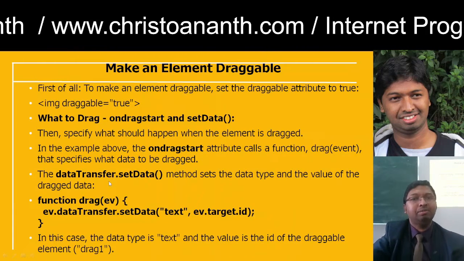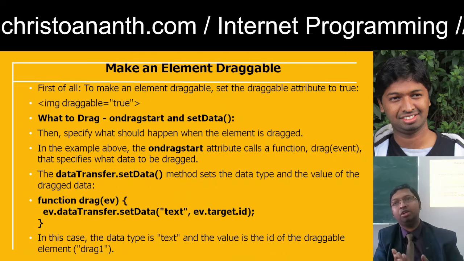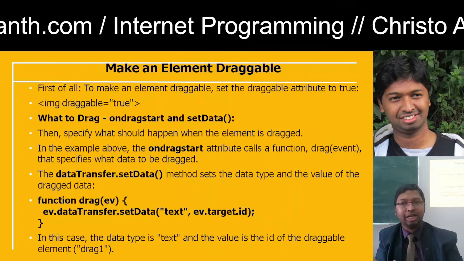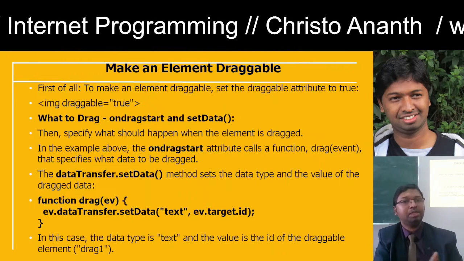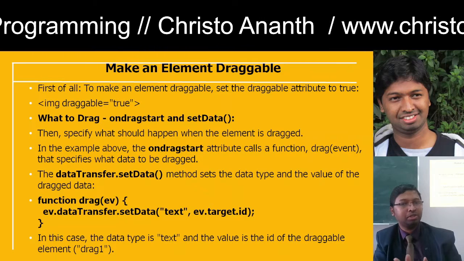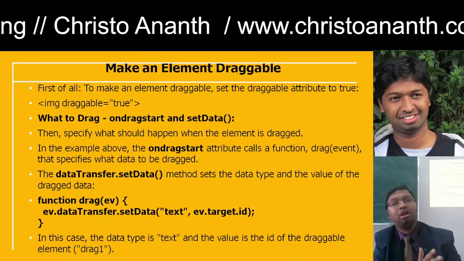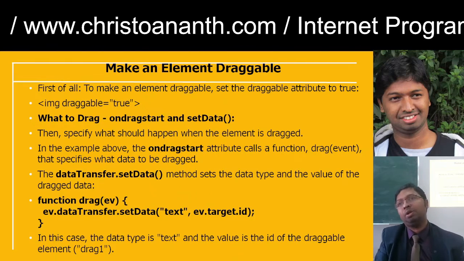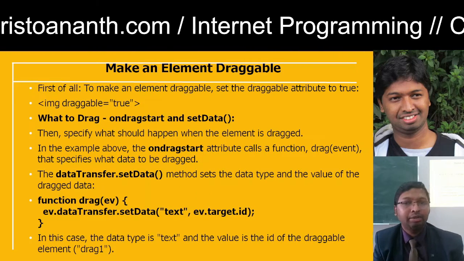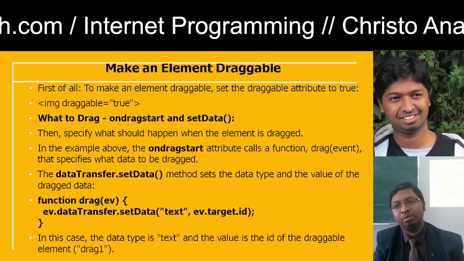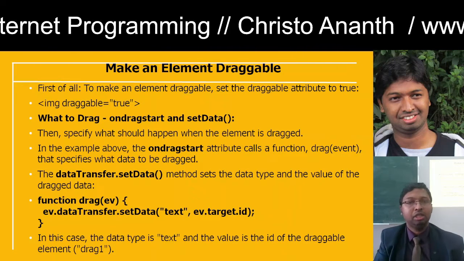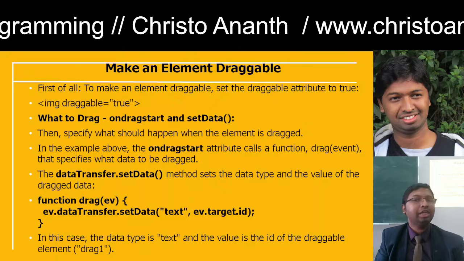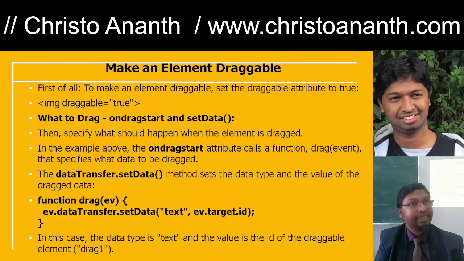So you can make the element draggable also. In order to make the element draggable, you have to set the draggable attribute to true. So image draggable equal to true. You have to specify what to drag by using on drag start and set data. So you have to specify what should happen when the element is dragged, and in the on drag start attribute, it will be calling a function, the drag event, that will be specifying what data has to be dragged.